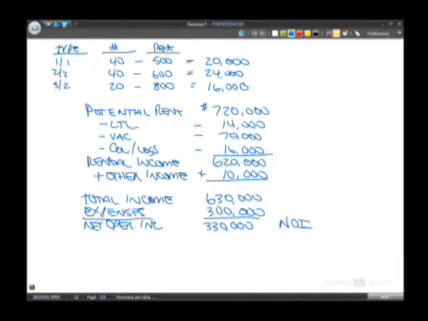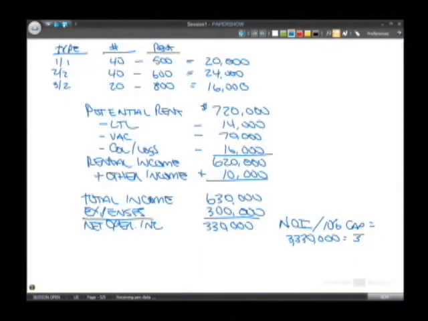Now, you remember how to value a property? Net operating income divided by a cap rate, and let's use a 10% cap rate. That would mean this property is worth $3,330,000. That equates to $3,330,000 divided by the number of units equals $33,300 per unit, which is a good way to compare one property to another.